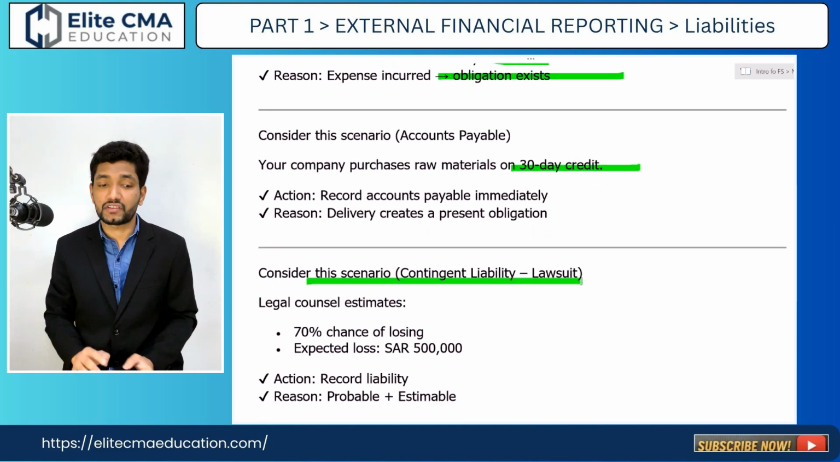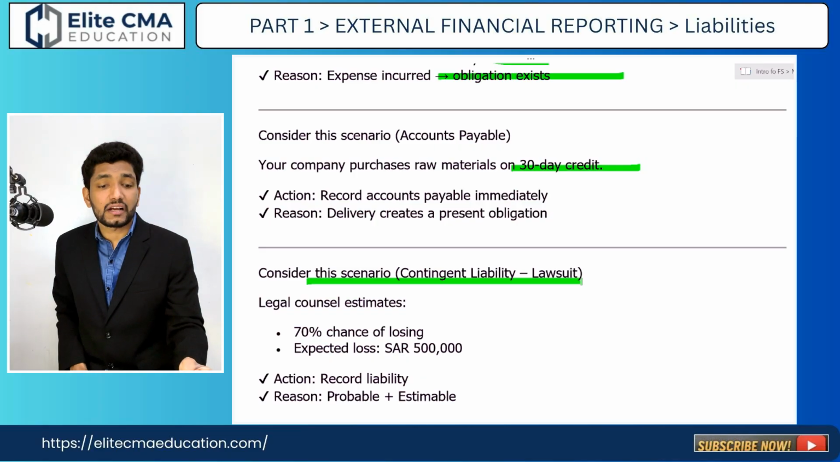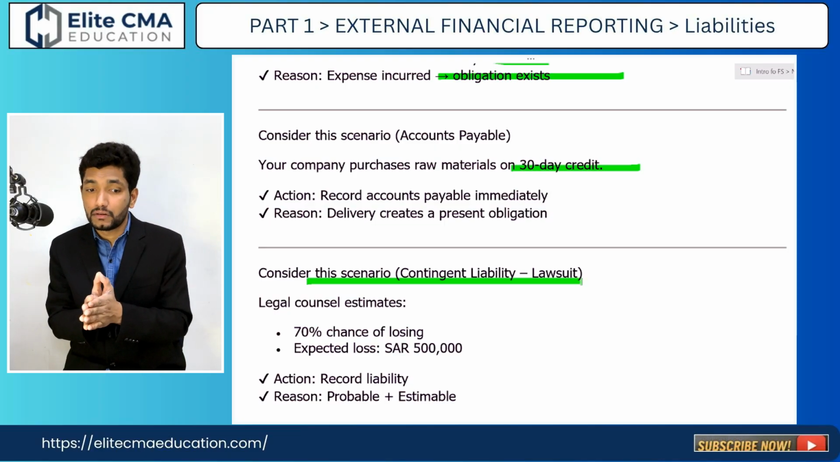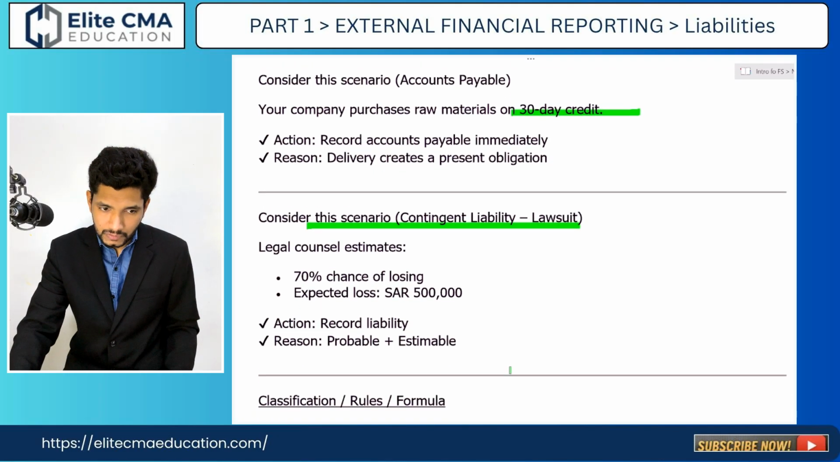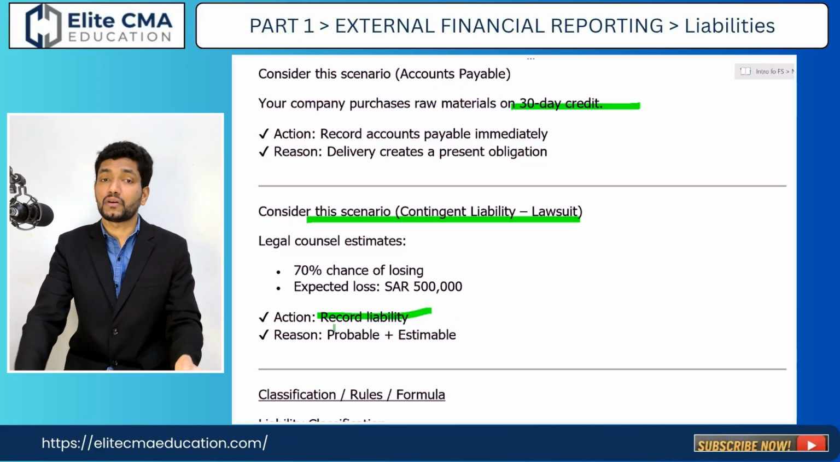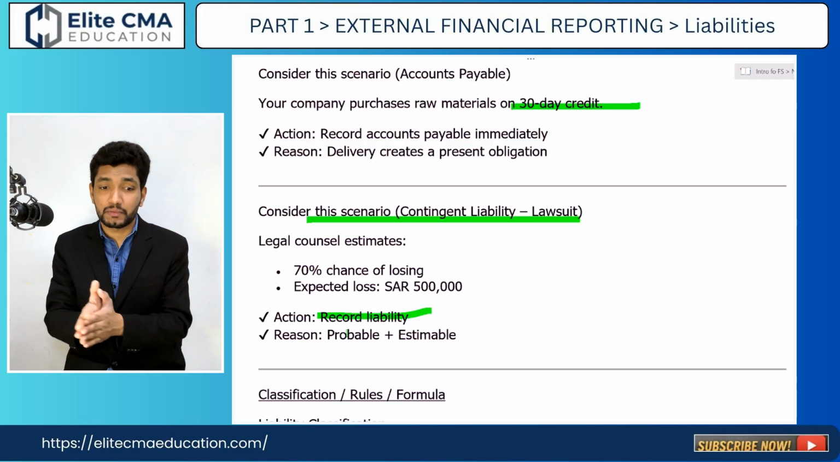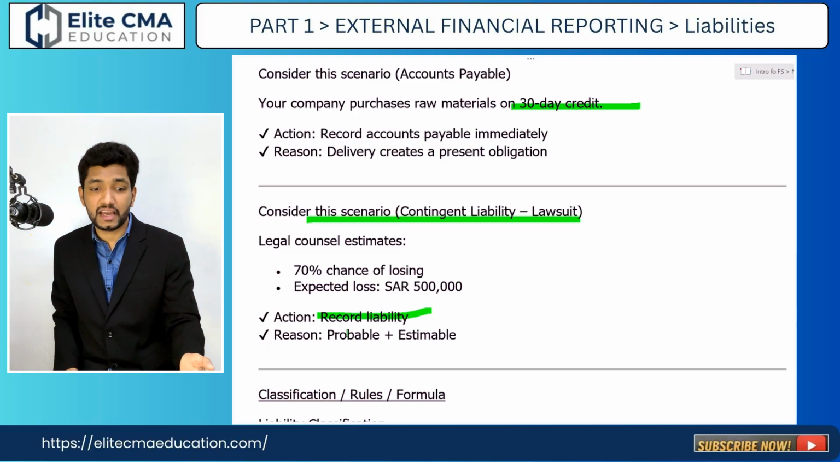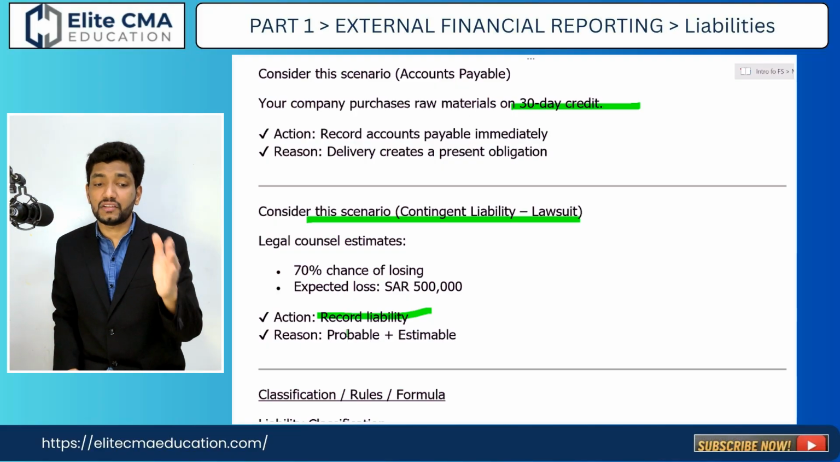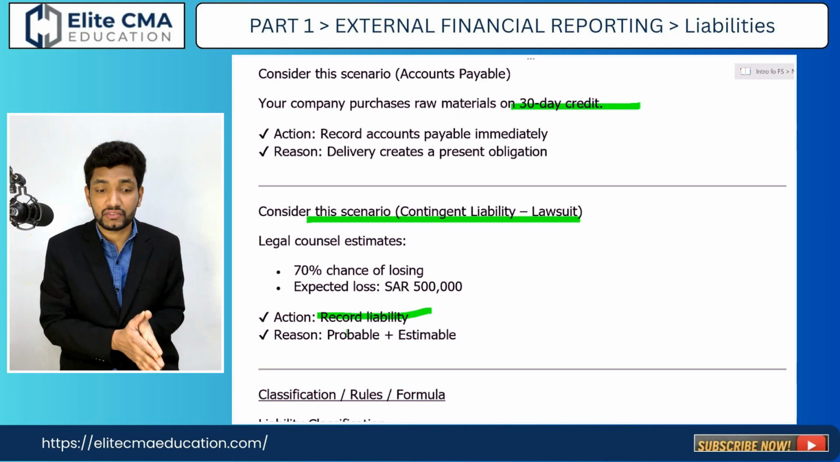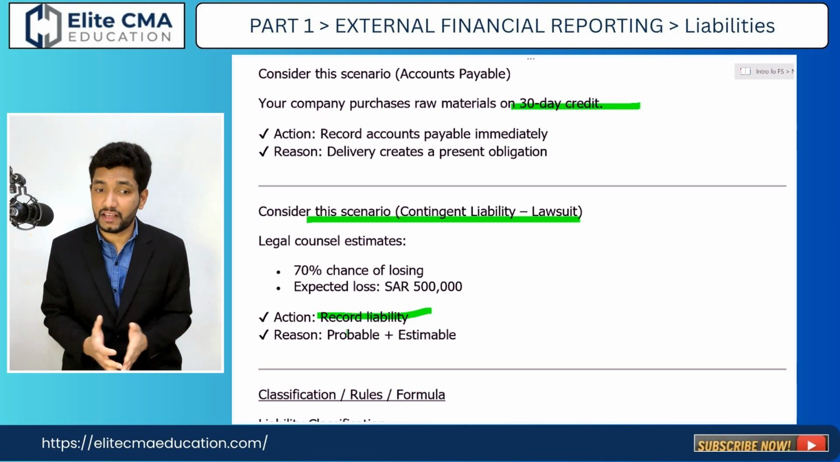Then a contingent liability case. A legal counsel estimates a 70% chance of losing a lawsuit. The expected loss is 500,000. So what is the action required? You have to record a liability, and the reason is that it is probable and estimable, because there is a 70% chance of losing that case, and it is estimable also. 500,000 is already estimated. So if you meet these criteria, you have to record this as a liability.